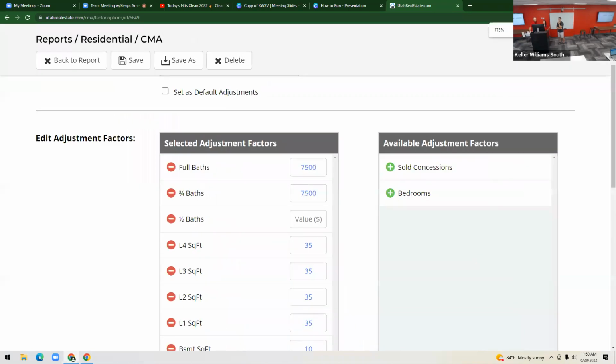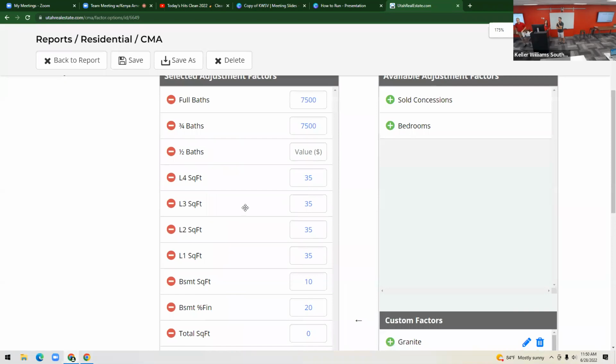We probably got to hurry up a little bit. Okay, so I'm just running along here, putting these values in. So you're saying half, which I'm going to call 3750. I think it's 3750. Okay. And then this has level 1, 2, 3, and 4 square footage.